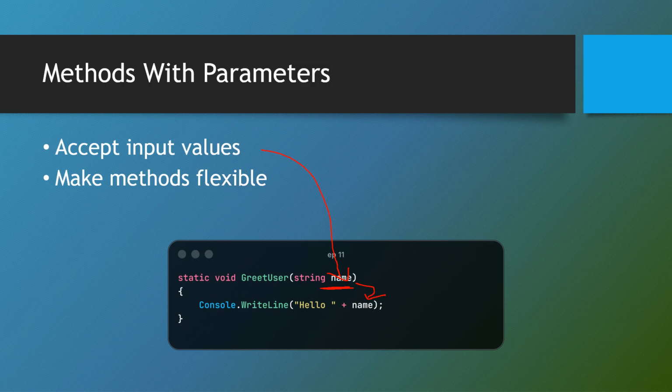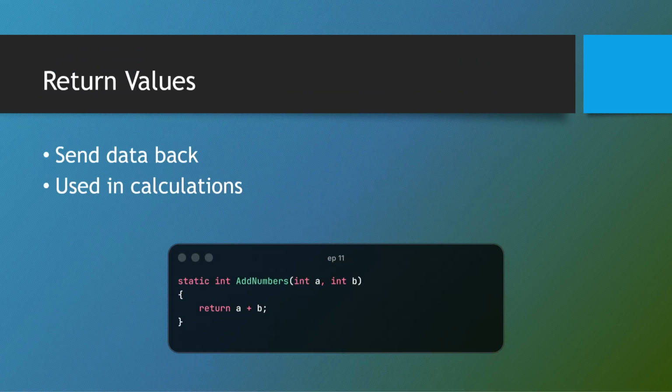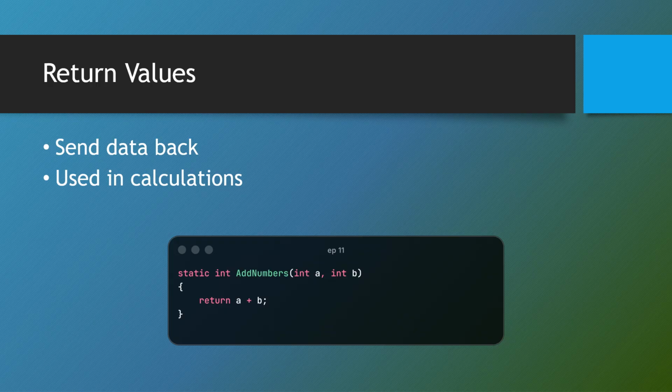Return values, getting data back. Some methods don't just do work, they return results. Instead of void, the return type matches the type of data being sent back. When the method finishes, it returns a value using the return keyword. That value can then be stored, printed, or used in calculations. This is how real programs process and transform data.